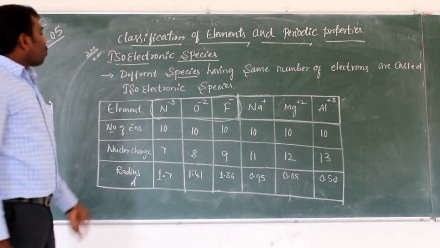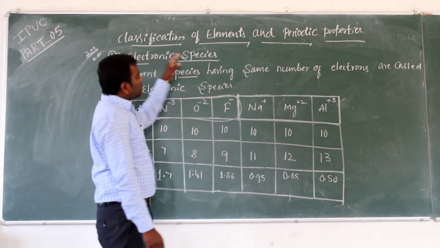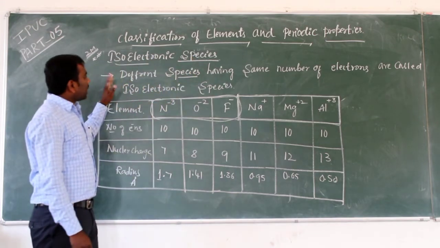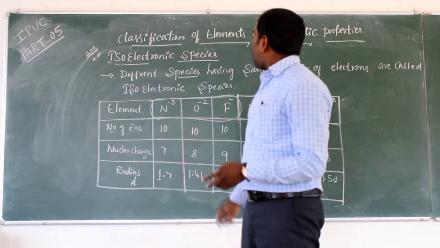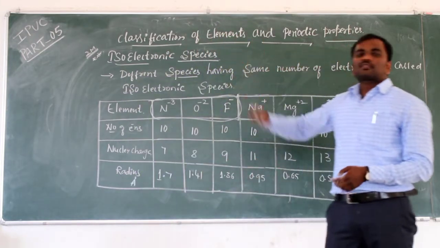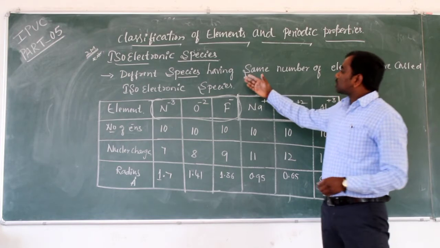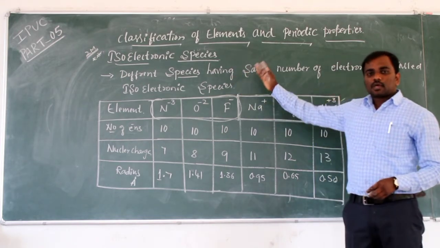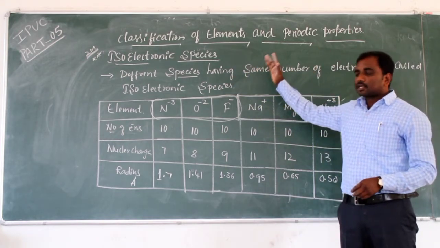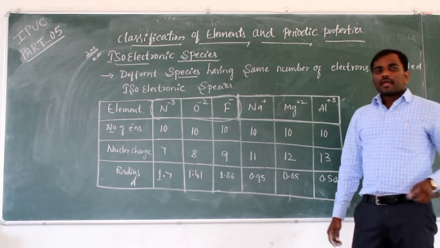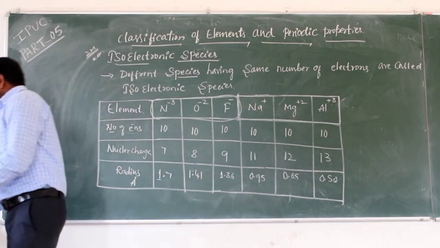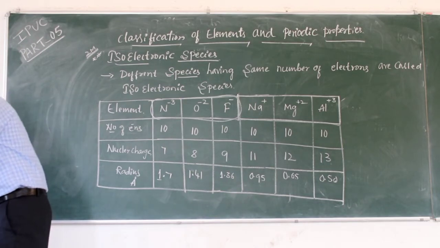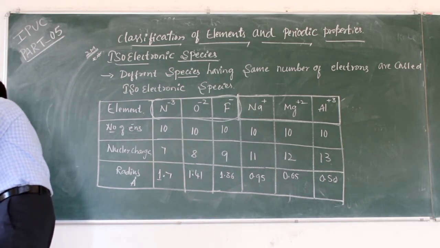Is it clear? See, what are isoelectronic species, right? It is very important. Different species having the same number of electrons are called isoelectronic species. Is it clear? This is about the isoelectronic species, right? Next we move on to ionization enthalpy.